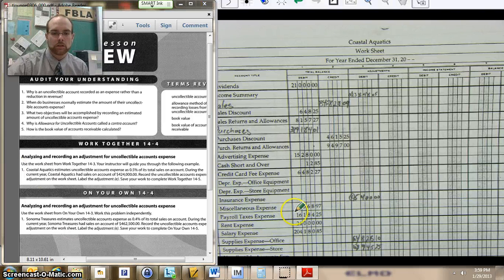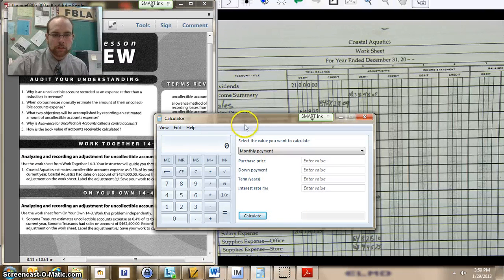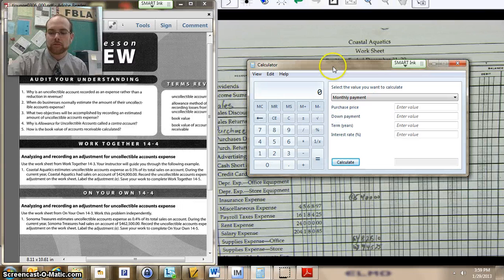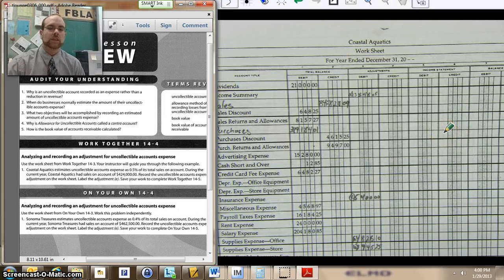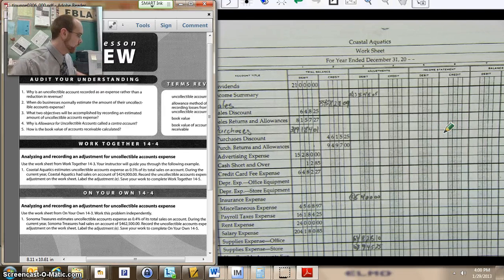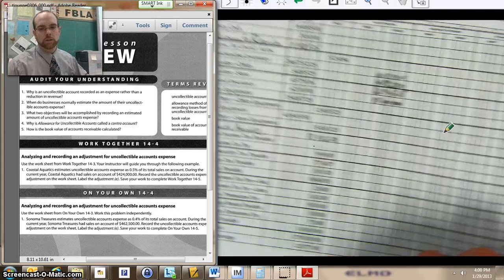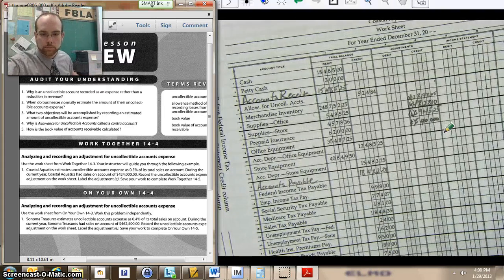So we pull up our calculator. As we pull up our calculator, we're going to take those sales of $424,000 and multiply them by 0.005 to get that 0.5%, and we're going to come up with $2,120. So with that $2,120, we need to put it in for our allowance for uncollectible accounts.